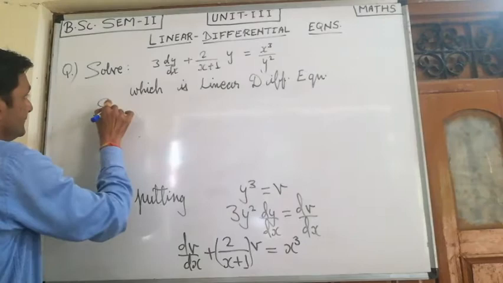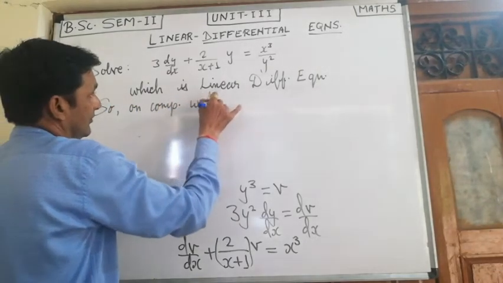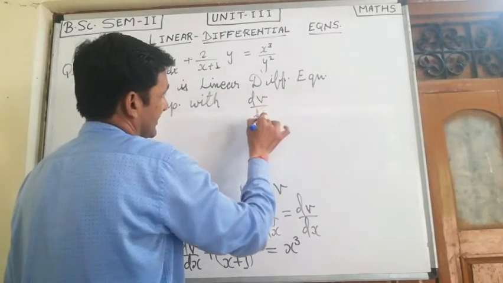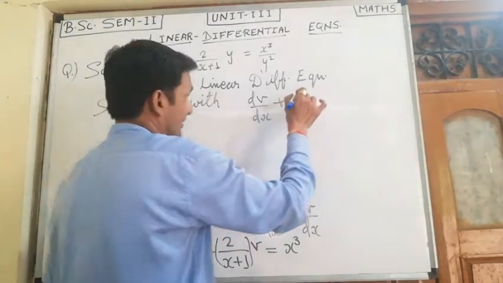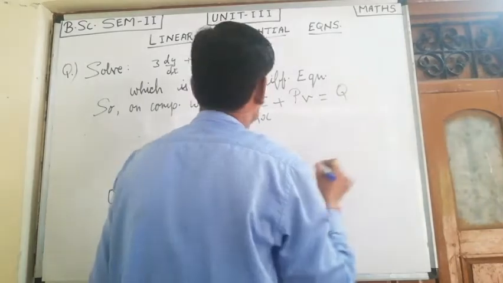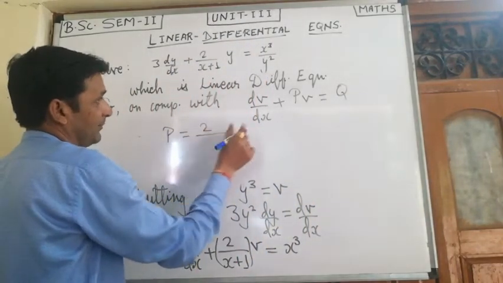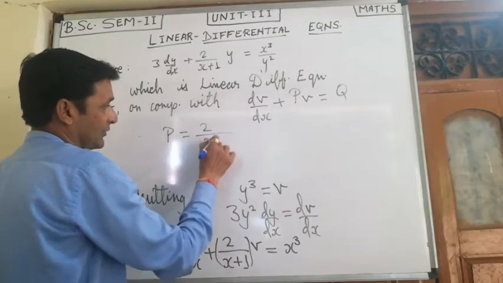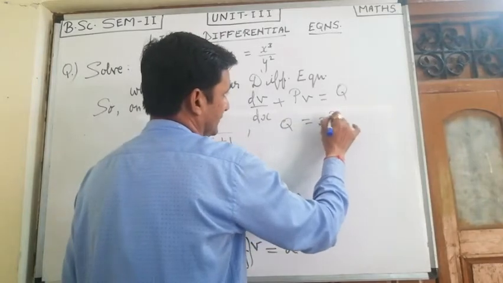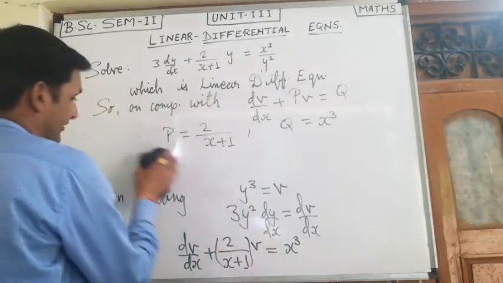So on comparing with dv by dx plus pv is equal to q, p is equal to 2 upon x plus 1. In place of p, here it is 2 upon x plus 1, and in place of q, here it is x cube. So these are the values of p and q. Now we can find out integrating factor.